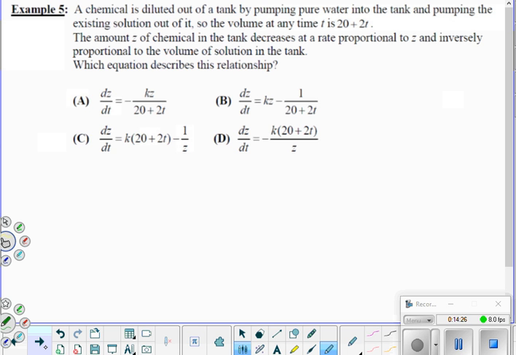Last question. A chemical is diluted out of a tank by pumping pure water into the tank and pumping the existing solution out of it. So the volume at any time t is 20 plus 2t. The amount Z of chemicals in the tank decreases at a rate proportional to Z and inversely proportional to the volume of the solution in the tank. Which equation describes? So we know that Z is the amount of chemicals. And we also had, this is what I was looking for, the volume in the tank.